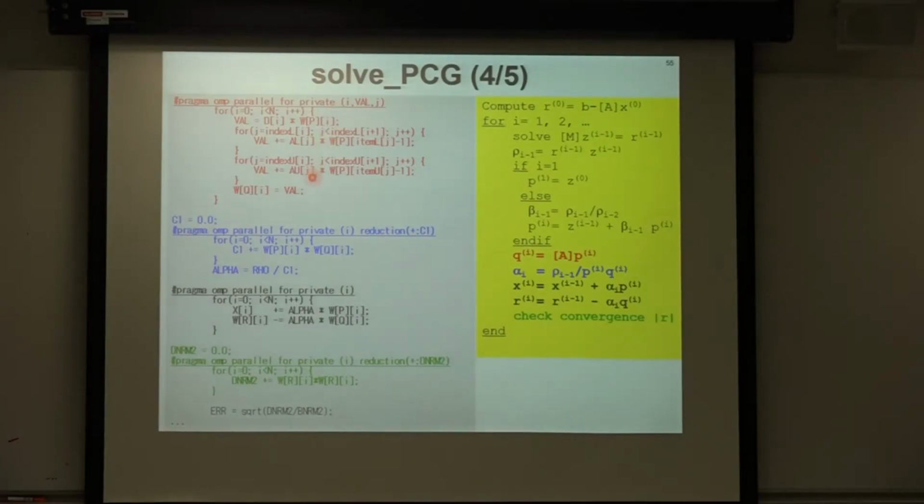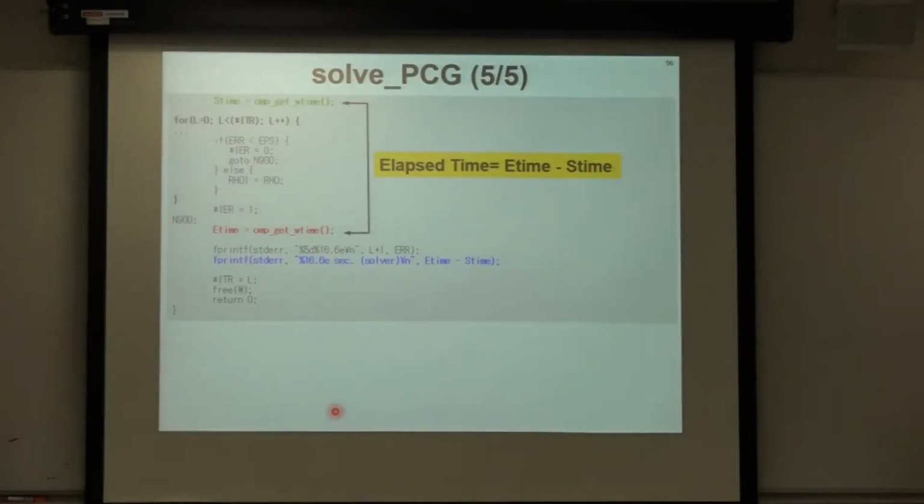Okay. And the next part is computing alpha. We need some dot product before that, so we calculate the C1 here. After that, it's a serial, sequential part, so we calculate the alpha. Okay, next part is updating X and R and calculating the denorm 2. And then calculating the error, ERR. Actually, that's it. So this is how to measure the computation time.